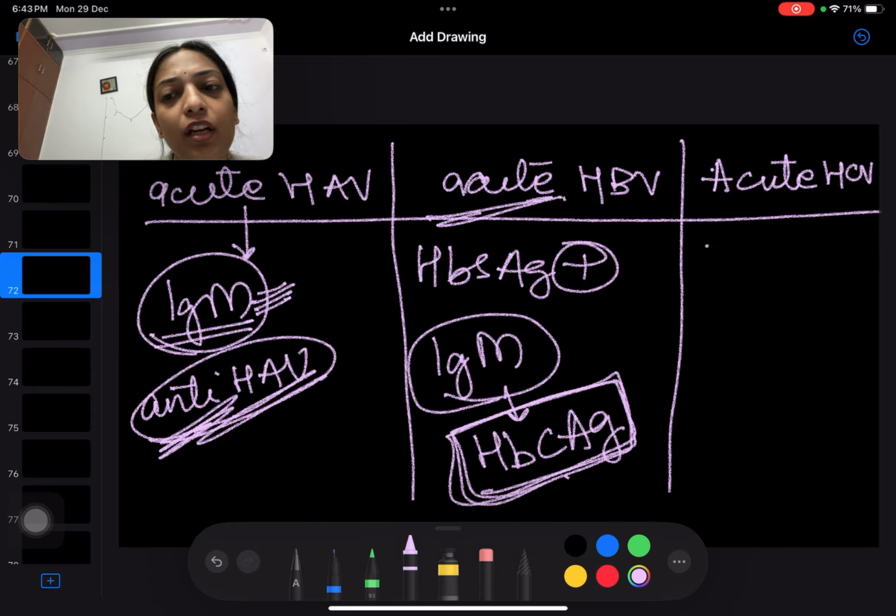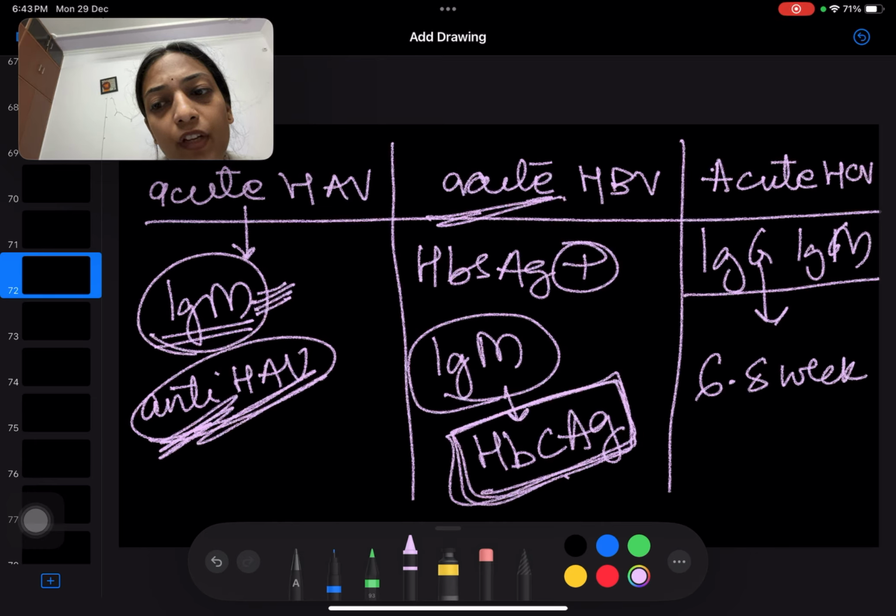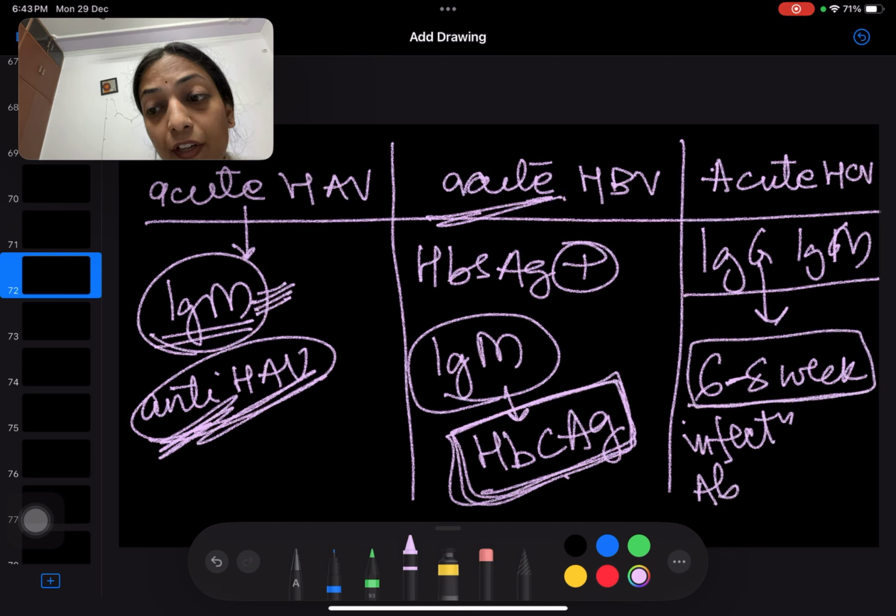Then for HCV, IgG and IgM, both are there, right? But there is a delay. The delay is 6 to 8 weeks between the infection and the formation of antibody. So for 6 to 8 weeks, there is a window period when the lab values are false negative, right?